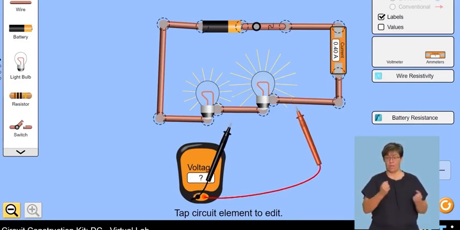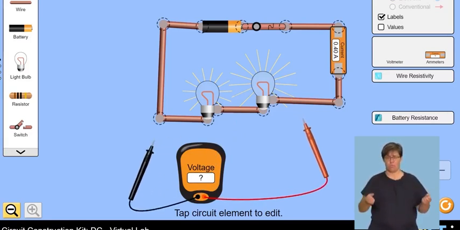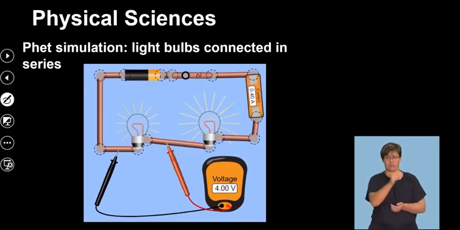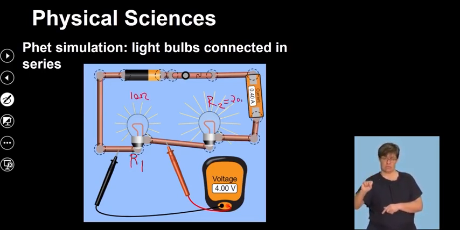So in terms of power, which one would dissipate more power? If we were to determine the power dissipated by R1, just to compare so that we can understand what is happening, this is our R1, and then this is our R2. R1 is 10 ohms, while R2 is double that, which is 20 ohms.